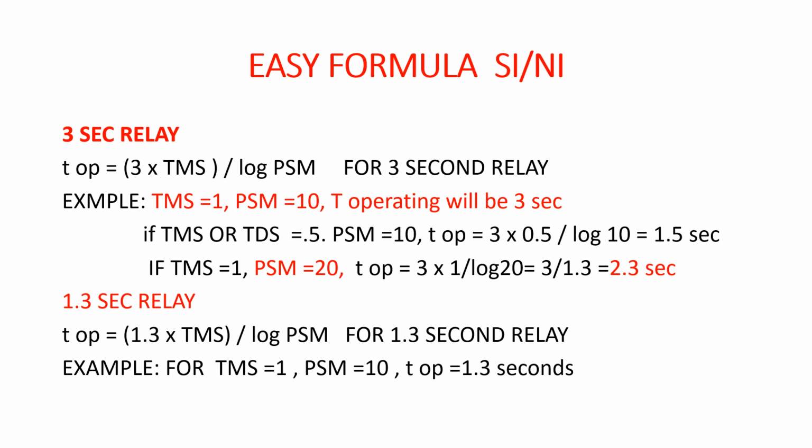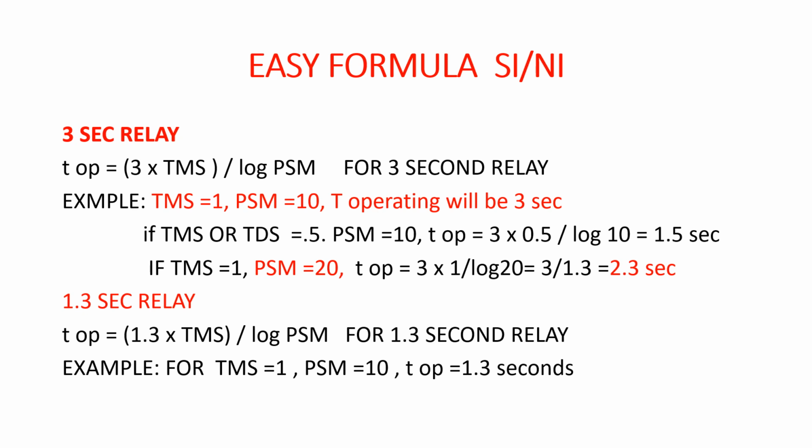Now example, TMS is equal to 1, PSM 10 means the fault current is 10 times the rated full load current. So operating time will become 3 seconds. Why? Because log 10 to the base 10 is equal to 1, and TMS is 1. So the answer will be 3. Remember, log 10 to the base 10 is always 1. And when nothing is mentioned at the bottom of the log, it means that it is log 10.